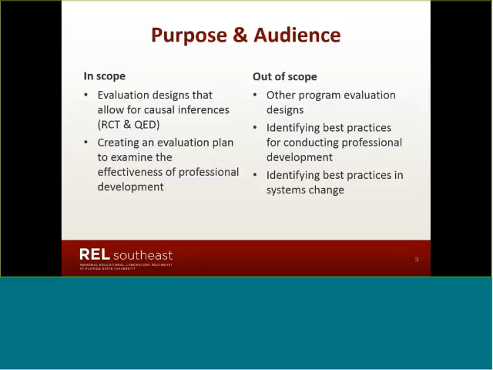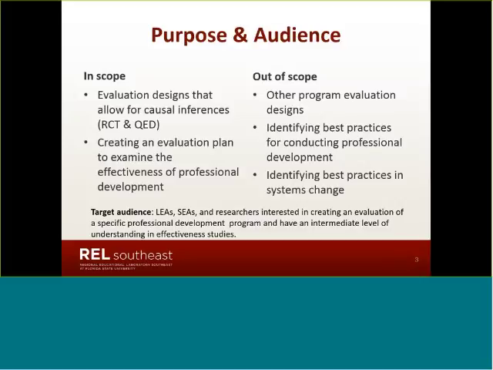We try to keep in mind our target audience, which is local education agencies, state education agencies, and researchers who are interested in creating an evaluation of a specific professional development program, and who have an intermediate level of understanding in effectiveness studies. If you have an advanced understanding of research designs, or if you're certified as a WWC reviewer, this information is likely redundant with your current knowledge. Or if you are planning an effectiveness study that does not include a causal design, this webinar series may not provide sufficient information for you, although we have now tried to include some references to resources on some related topics.